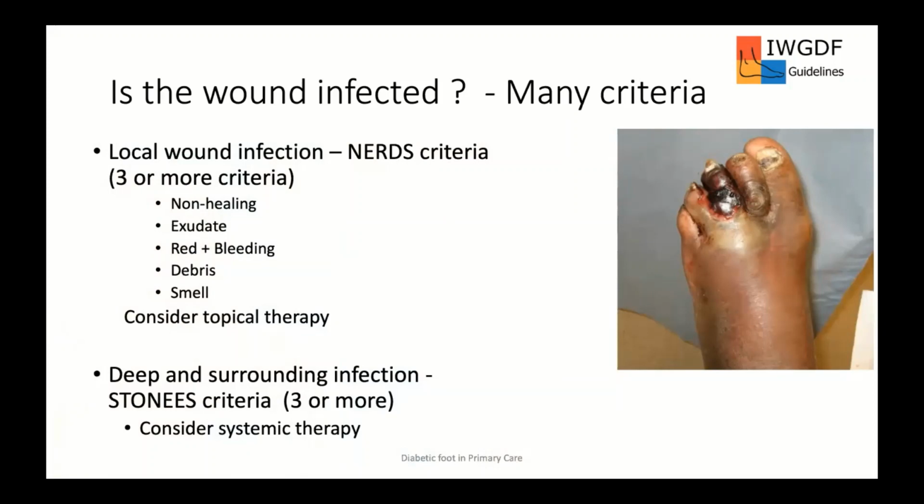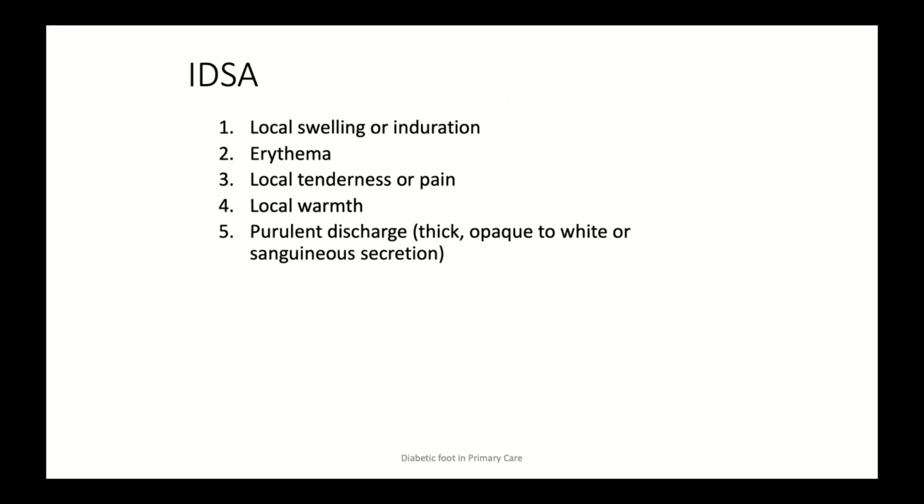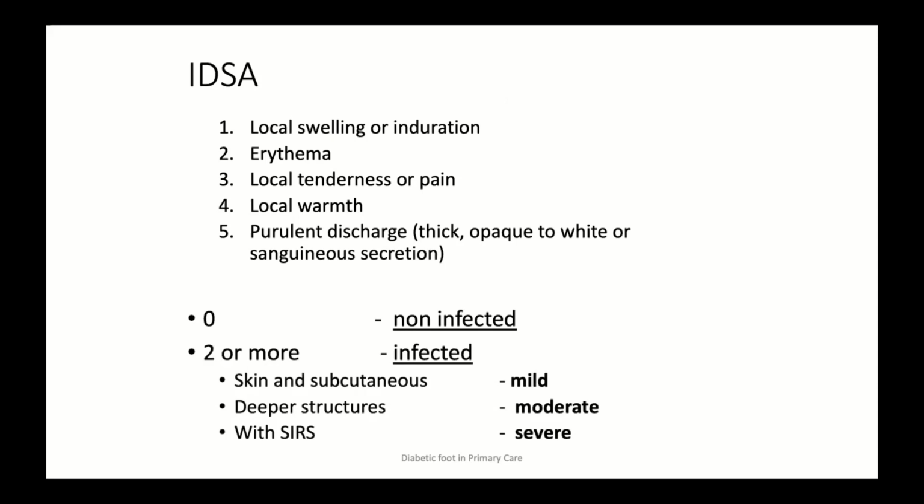If you look at the various criteria, I don't want to spend too much time on it, but there are certain guidelines that would tell you whether there is local wound infection or deep infection. Local infection would just require topical therapy. But if there's deep infection, then the patient will require more systemic therapy and sometimes debridement. The IDSA guidelines are the ones considered to be more appropriate. I'll just share the pictures here, but various criteria are looked at to diagnose the presence of infection.